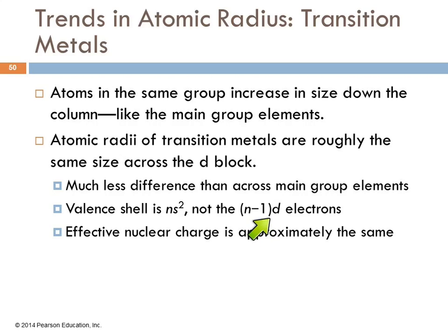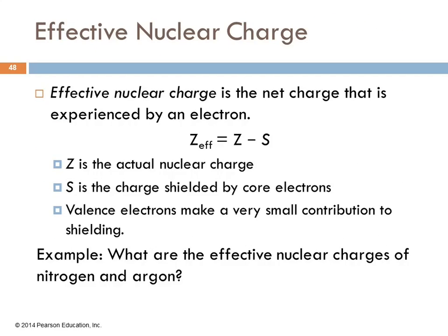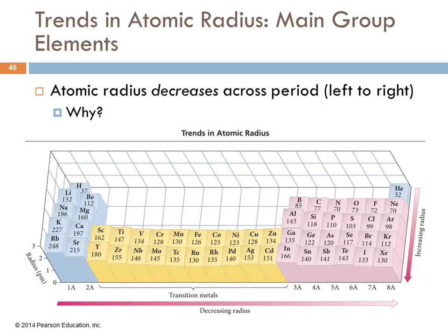And the d electrons are not valence electrons. They are core electrons. And so as you're going across the d block, you're adding a core electron and you're adding a proton, and so the effective nuclear charge is approximately the same as you go across. So let's go back to that graph. This one.